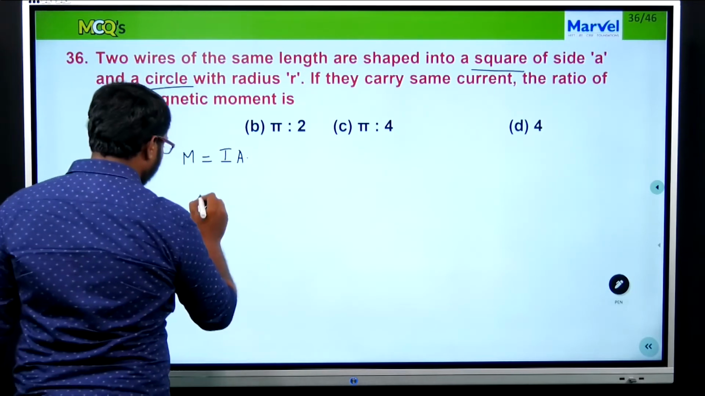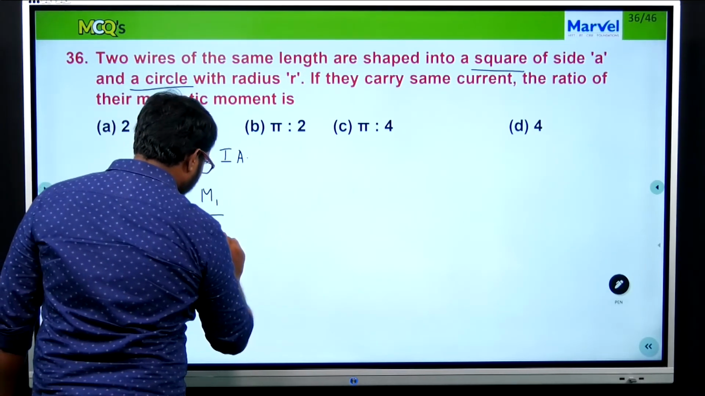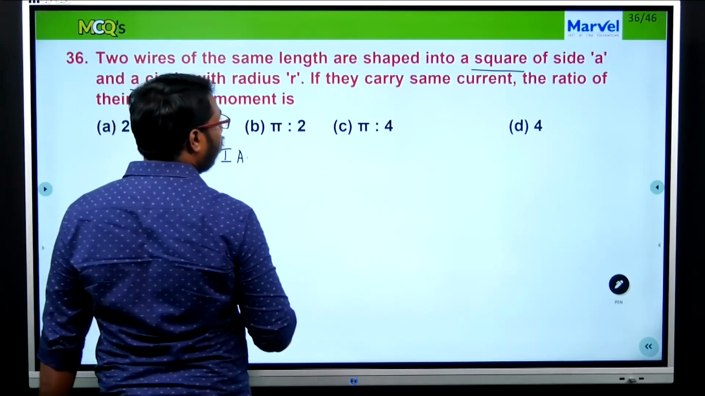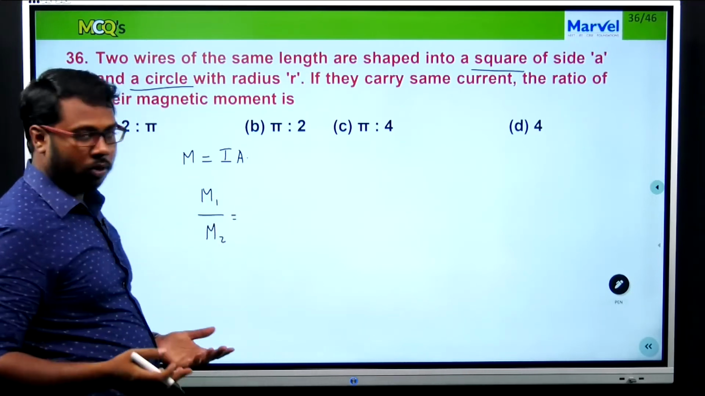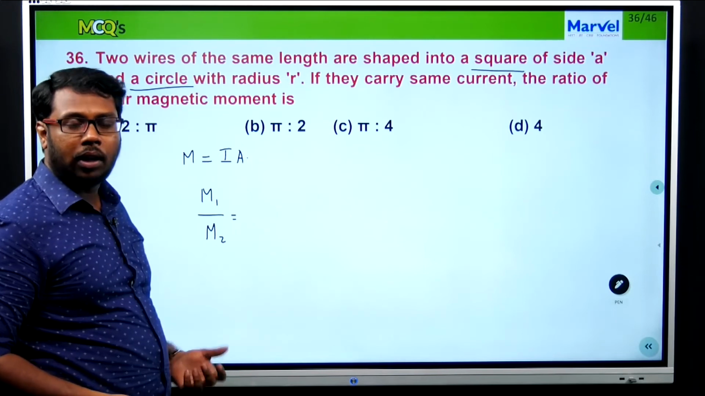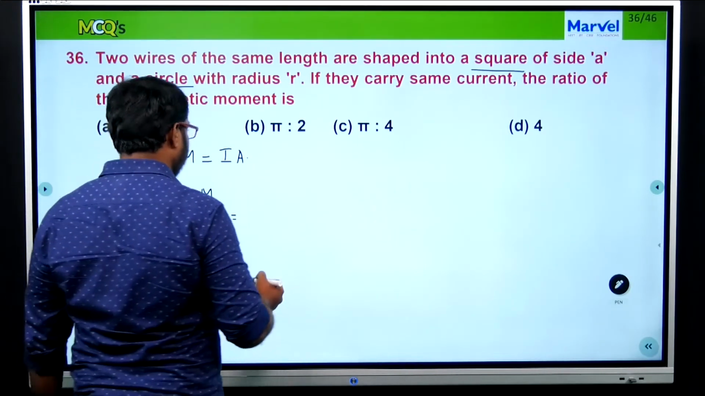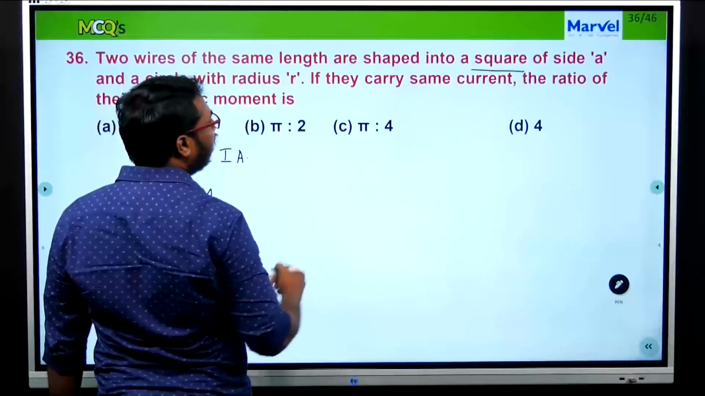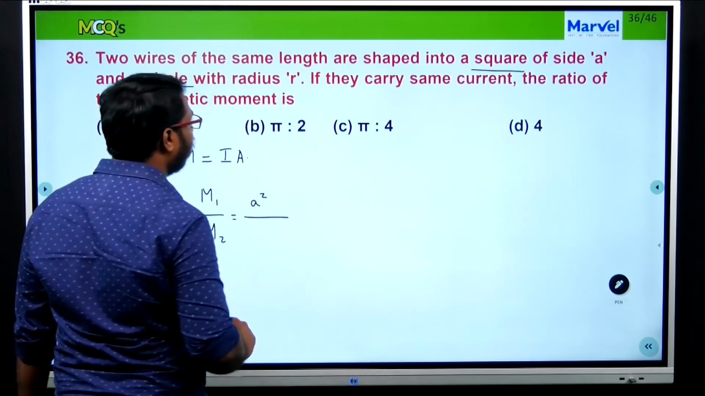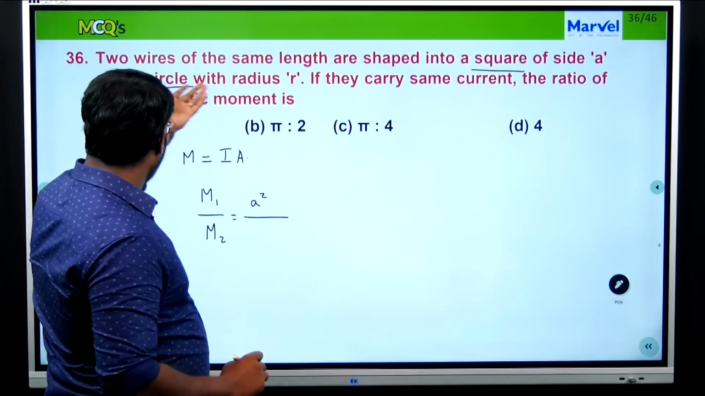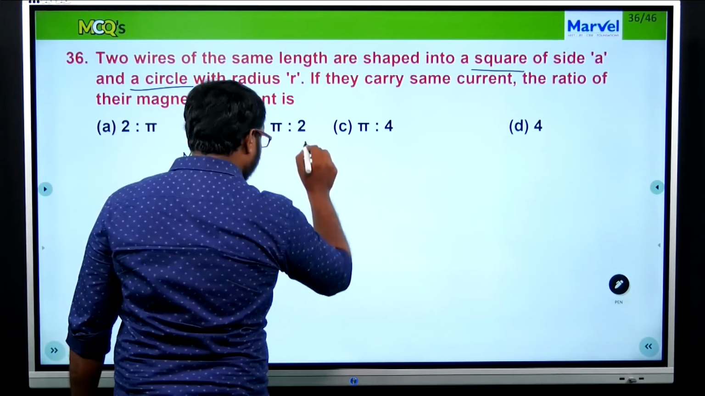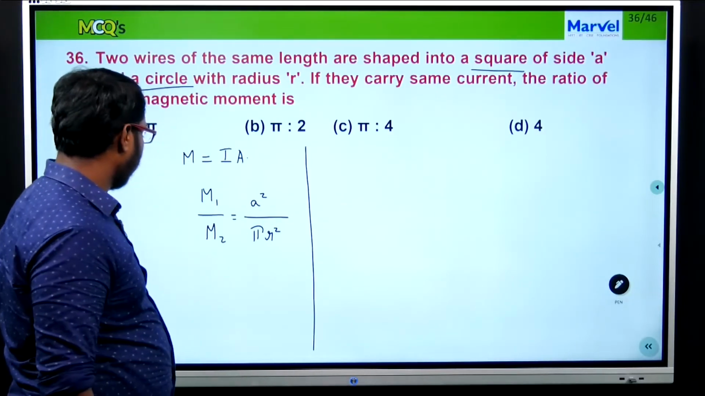So listen, M1 by M2 is equal to the magnetic moment of the square over that of the circle. The same amount of current is going to pass through both the square and the circle, but the only thing that is going to differ is the area. So the area of a square of side A is A squared, and the circle has a radius of R, so its area is pi into R squared.